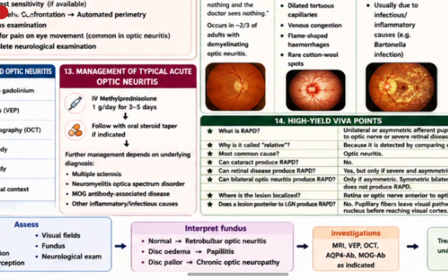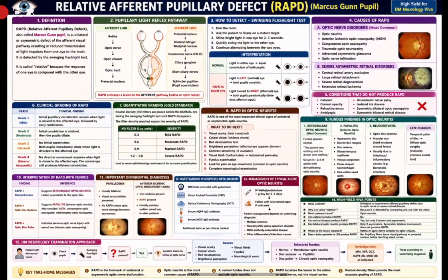So the key take home messages are: RAPD is the hallmark of unilateral or asymmetrical optic nerve dysfunction. Optic neuritis is the most common cause of RAPD. A normal fundus doesn't exclude optic neuritis. RAPD with a normal fundus suggests retrobulbar optic neuritis. RAPD with disc edema suggests anterior optic neuritis but requires exclusion of AION and compressive optic neuropathy.